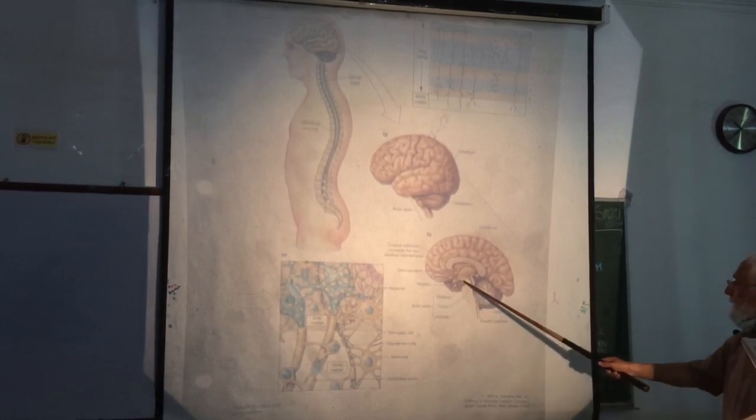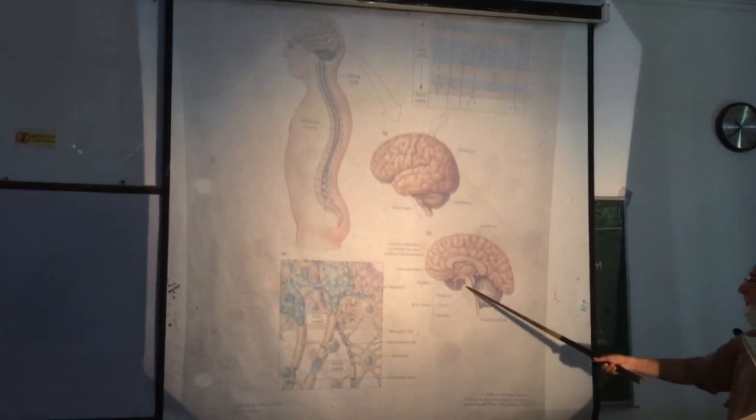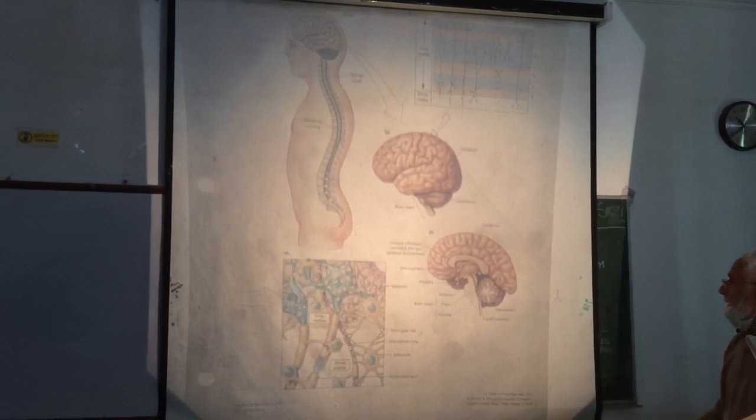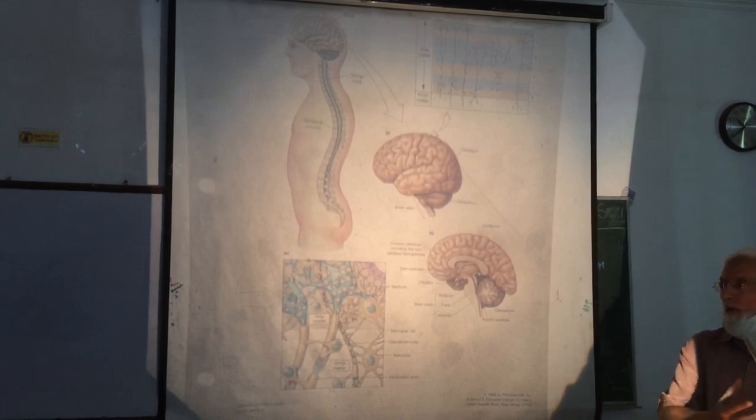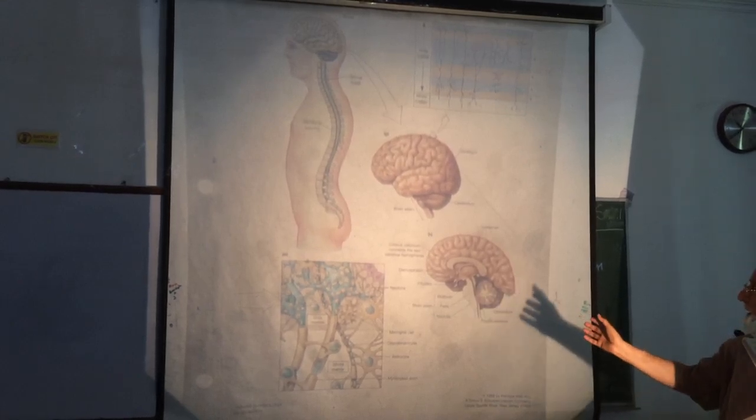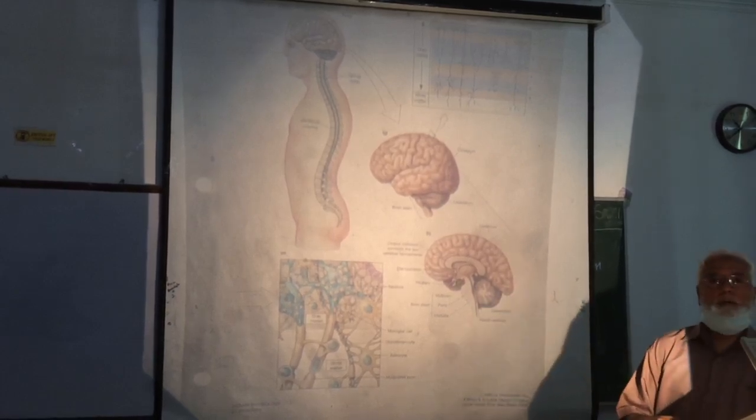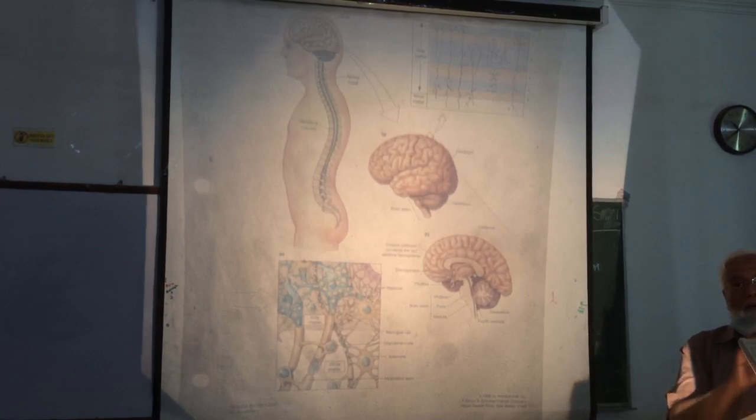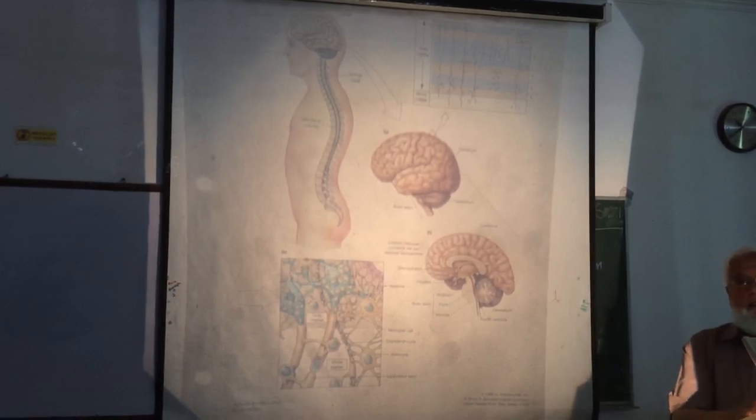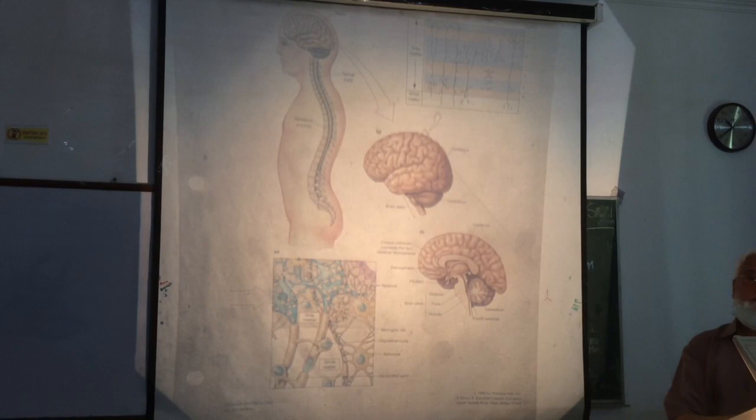The next portion of the hindbrain is the midbrain. The midbrain is a narrow portion which connects the pons with the cerebrum. Now in the midbrain, there are ascending and descending nerve fibers.